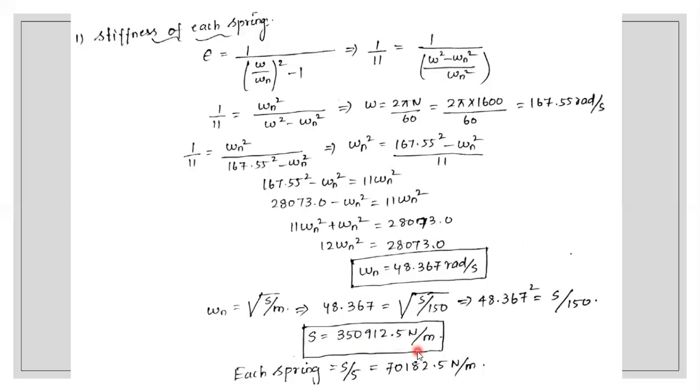In the question they are asking for each spring. Since the number of springs is 5, we divide the total stiffness by the number of springs. Whatever answer we got, just divide by 5, so that we get the stiffness for each spring. We are getting an answer of 70182.5 Newton per meter.